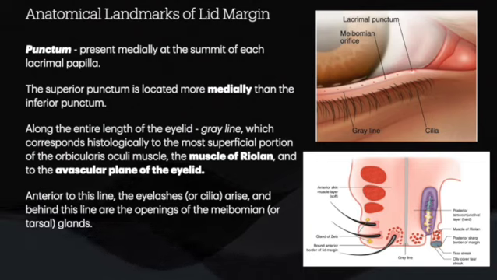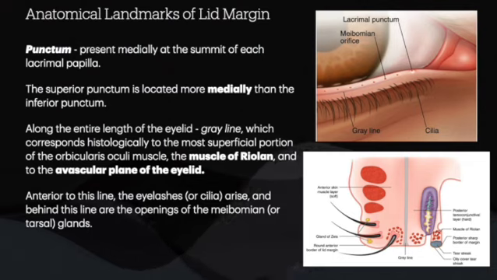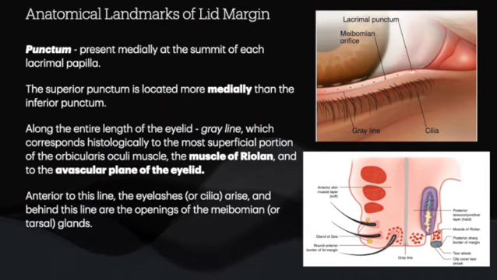Okay, now the superior punctum is normally hidden, and by slight internal rotation it is located more medially than the inferior punctum. Along this entire length of the free margin of the eyelid, you can see there is a delicate gray line. It is also called the intermarginal sulcus. This corresponds to the most superficial portion of the orbicularis oculi muscle, the muscle of Riolan, and the avascular plane of the eyelid.